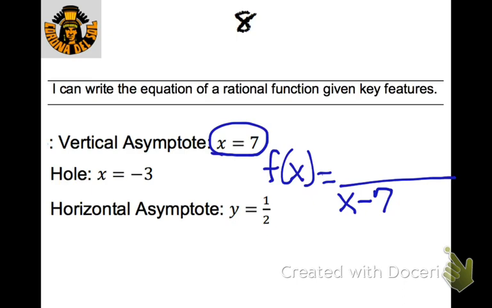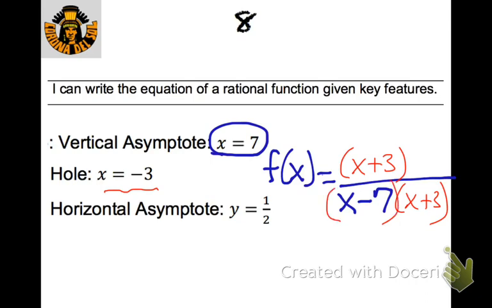When there's a hole at x equals negative 3, that means that there's a factor that canceled out that was x plus 3. So we have to put x plus 3 on the top and the bottom, because again, if you slice that out, the hole would be right at x equals negative 3.